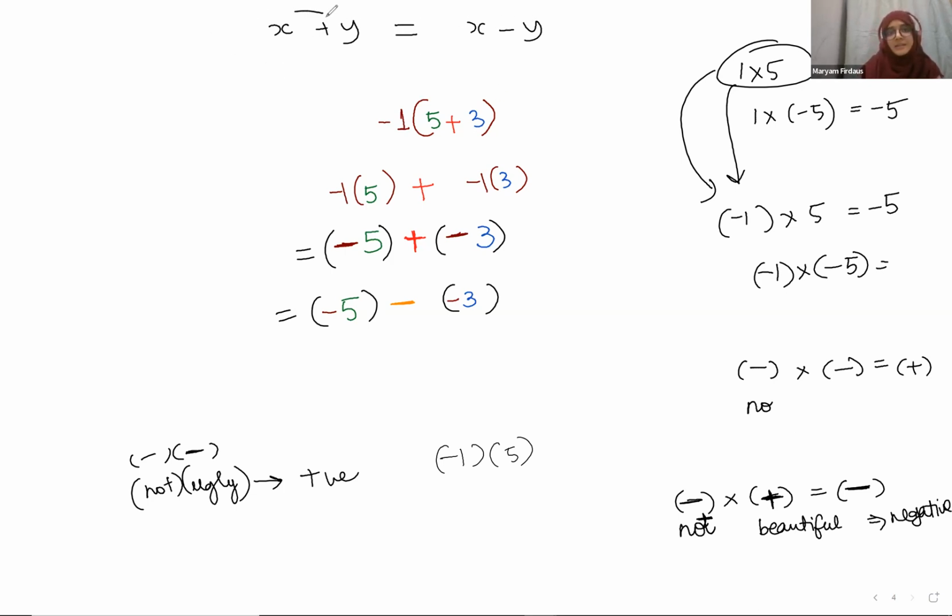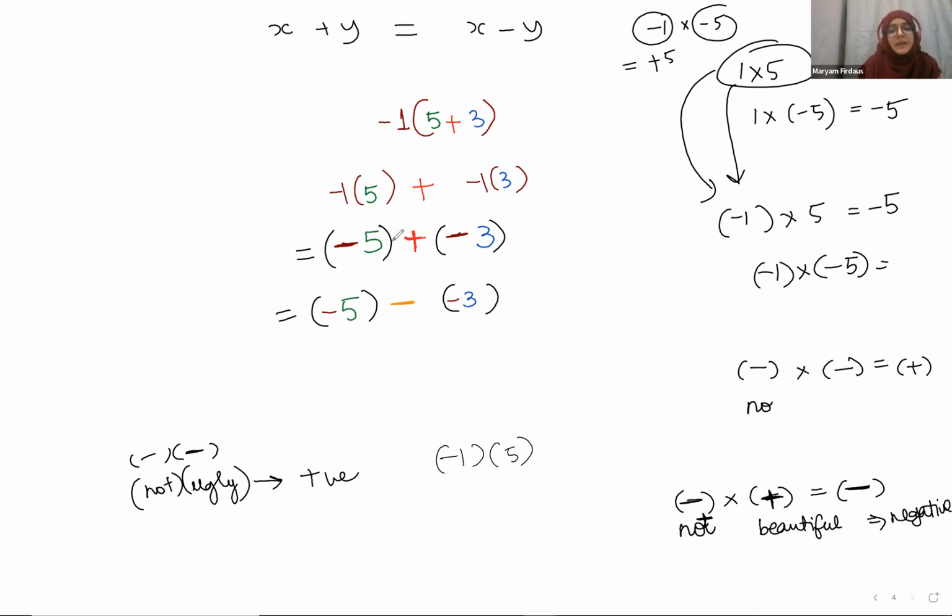Can I replace x plus y with x minus y? Are they equal? The reason we replace something is when it is equal, right? So the reason we have been replacing, let's say, minus 1 into minus 5 and writing that as plus 5, is because negative negative is equal to plus 5. Why do we replace it like that? Because it is equal to plus 5, right?